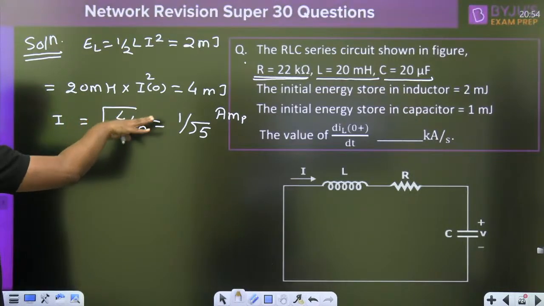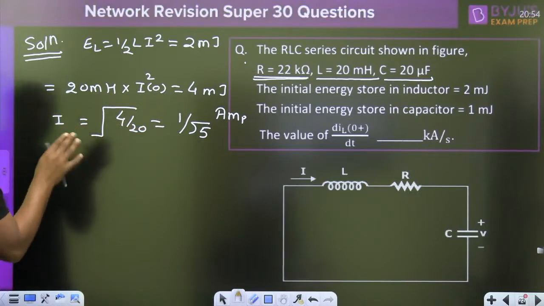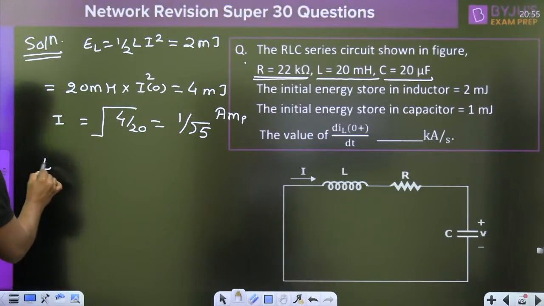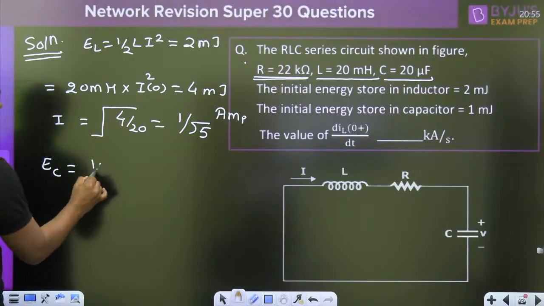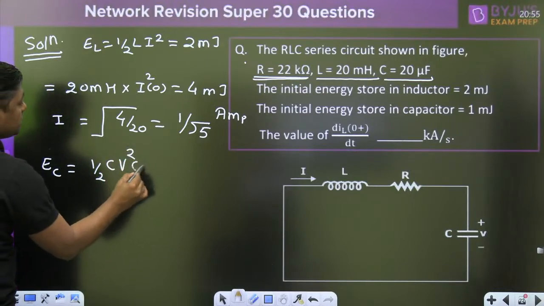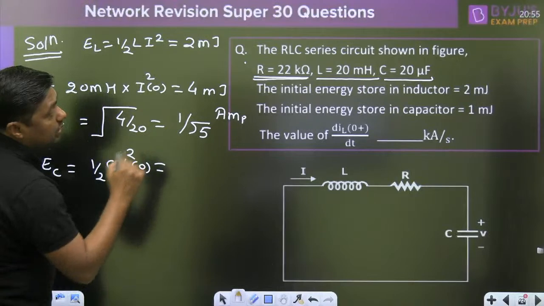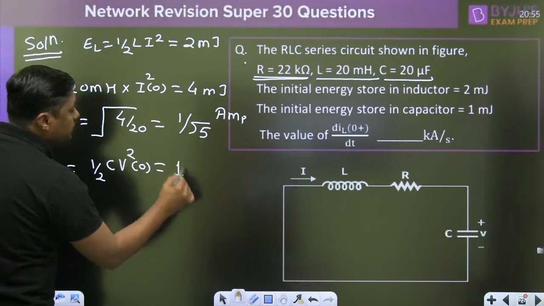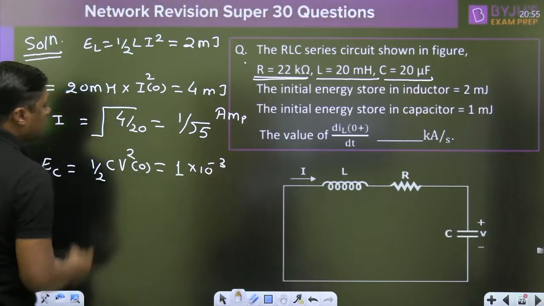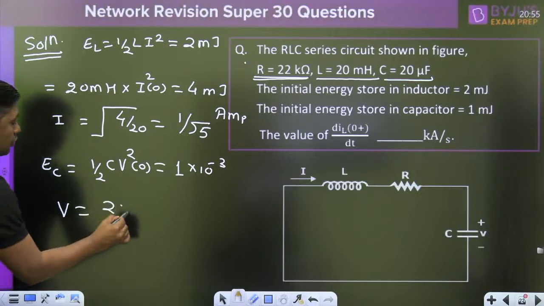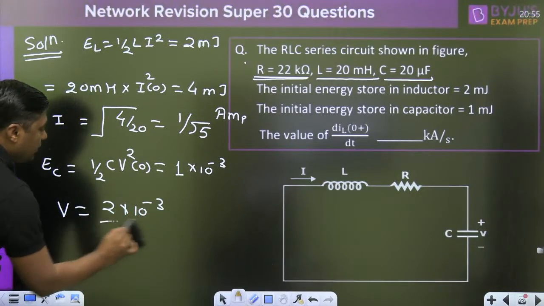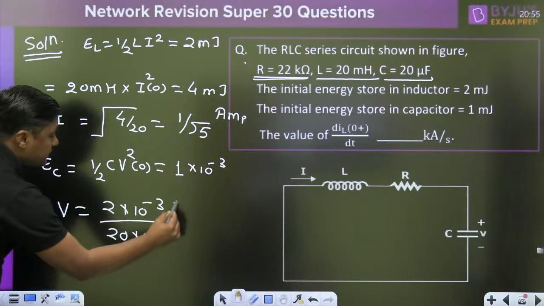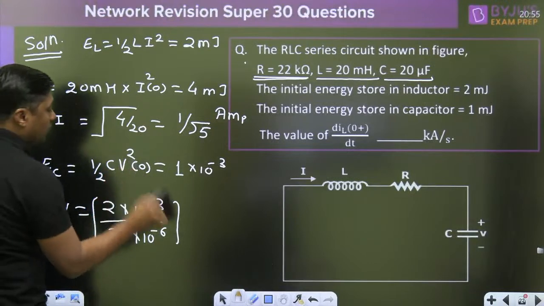Now 20 millihenry, try to understand, and then I will give you the concept. 20 millihenry, 1 by root 5 ampere. Second thing, what is the energy across the capacitor? Half of C V square, the initial voltage, is given as 1 millijoule into 10 raised to power minus 3. Now what is the value of V? 2 into 10 raised to power minus 3 divided by the value of C, 20 microfarad, 20 into 10 raised to power minus 6, all raised to power 1 by 2.